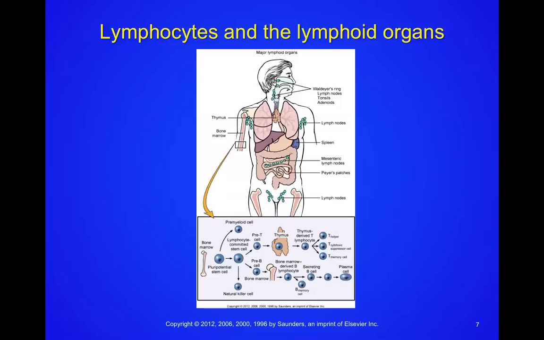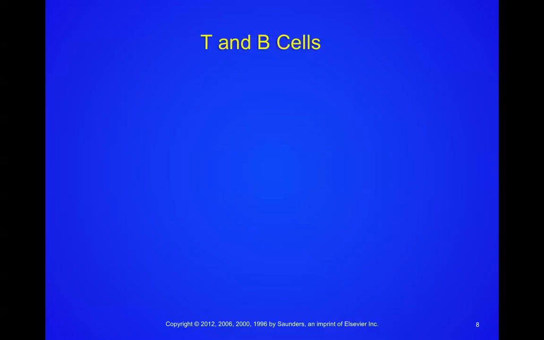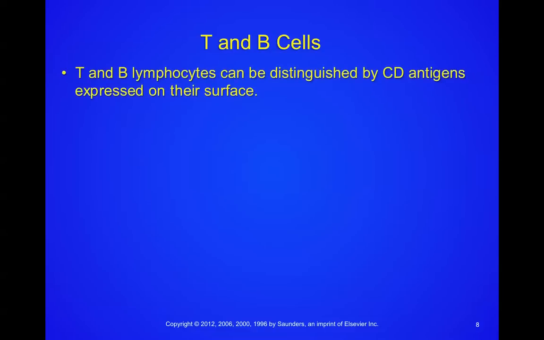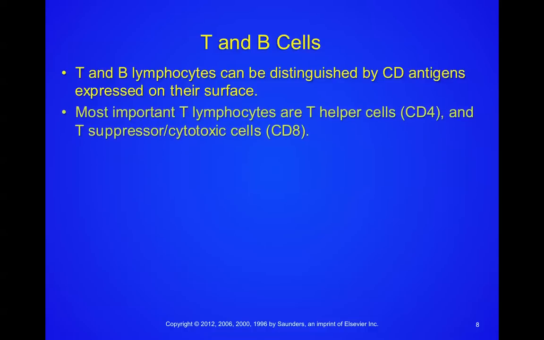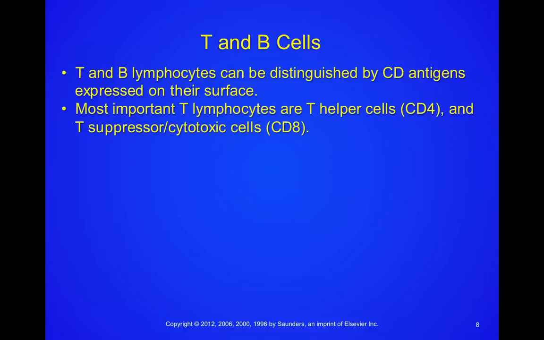Lymphocytes are also found in other organs, particularly the gastrointestinal and respiratory systems, where they are integrated into the mucosal linings. T and B lymphocytes can be distinguished by the type of CD, or cluster differentiation antigens, that are expressed on their surface. The most important T lymphocytes are T helper cells and T suppressor cytotoxic cells.